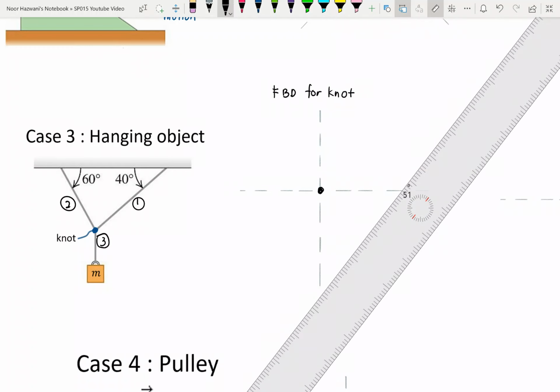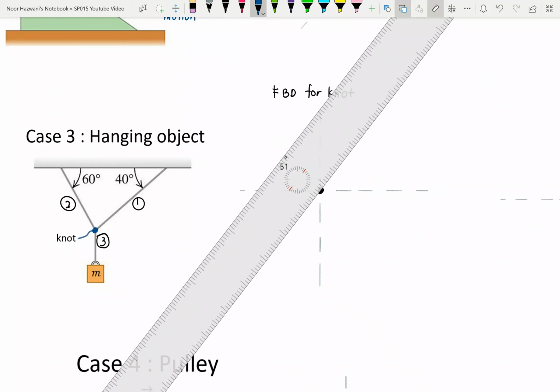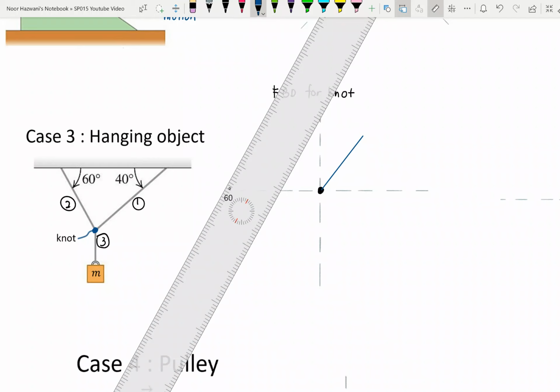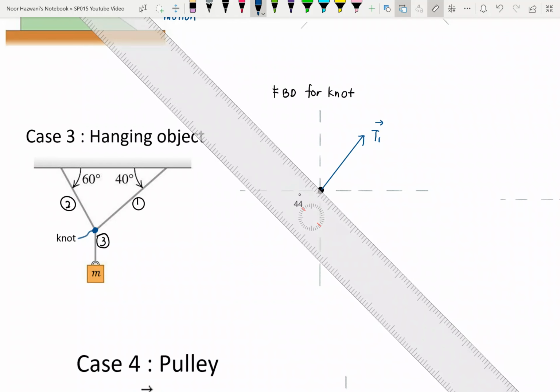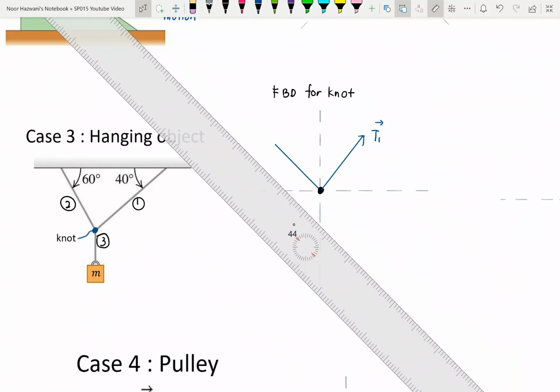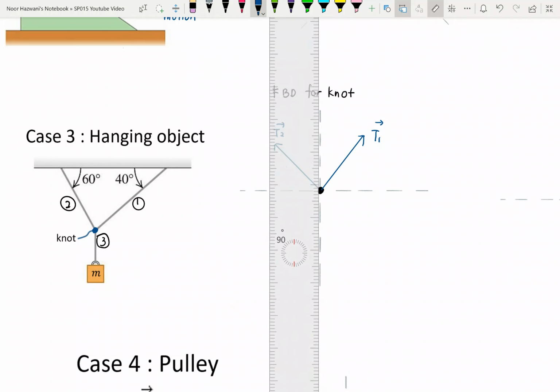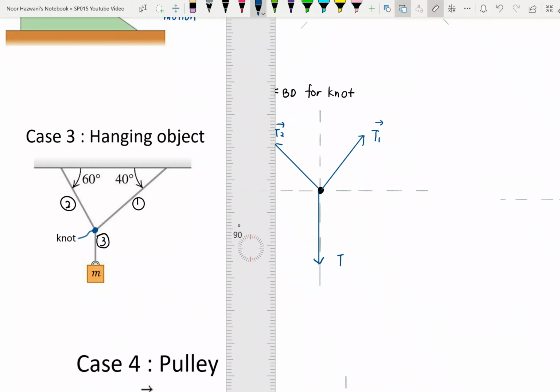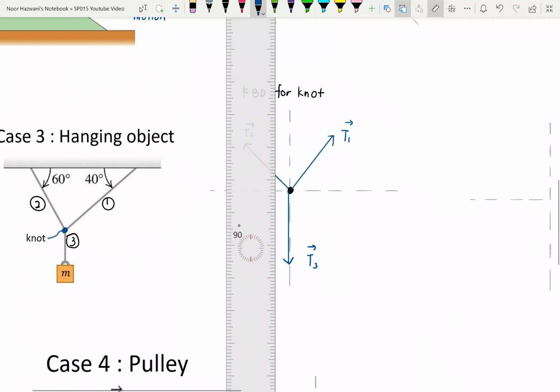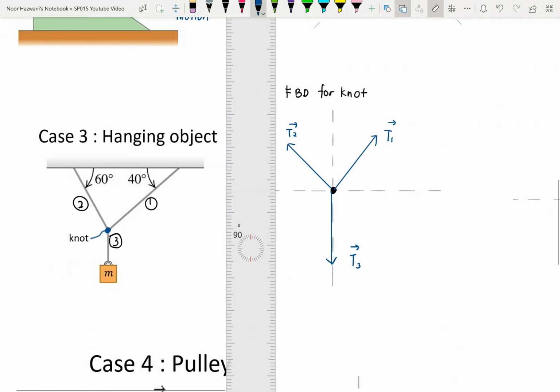So first, draw X and Y. I have drawn it. And then you draw your knot. Okay, represent your object. Okay, now draw tension number 1, then label, and then you will have tension number 2, and then the last one you will have tension number 3. Okay, settle.